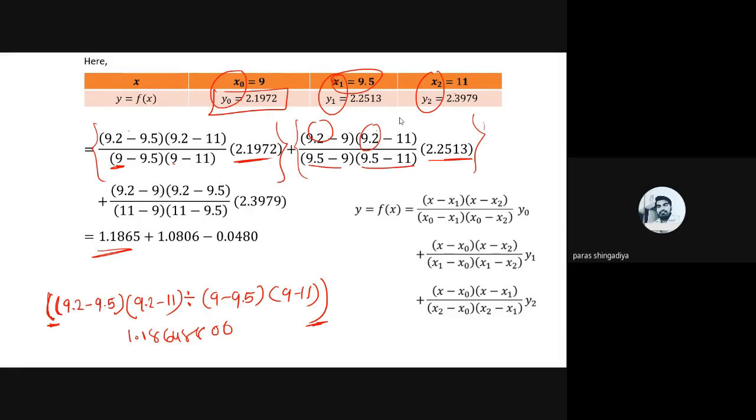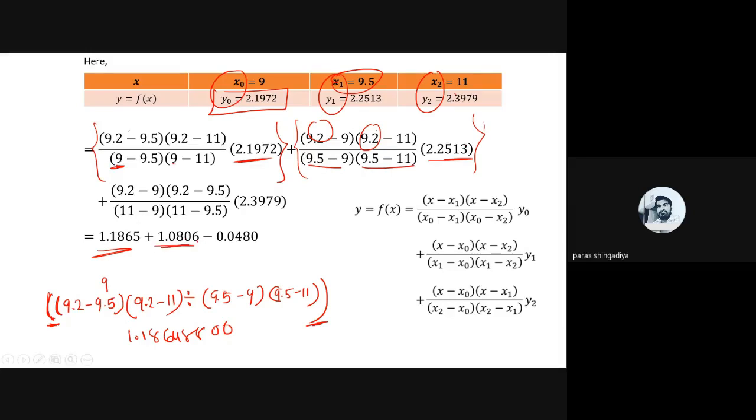This formation is already typed in your calculator. So 9.2 as it is. Now in place of 9.5, just change it to 9 here. Here 9.2 as it is, 11 as it is. Divide, 9 will change here. The whole thing here will be 9.5 minus 9, and here it will be 9.5 minus 11. Okay, that is the form, and then press enter, you will get one answer. Multiply with y1, that is 2.2513, and you will get the answer 1.0806.